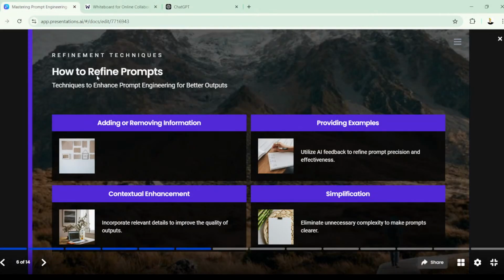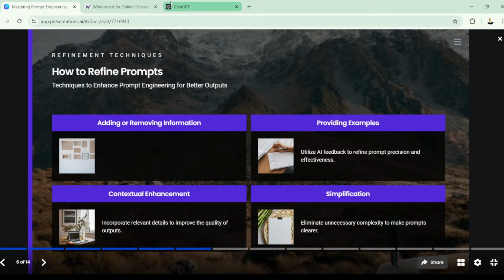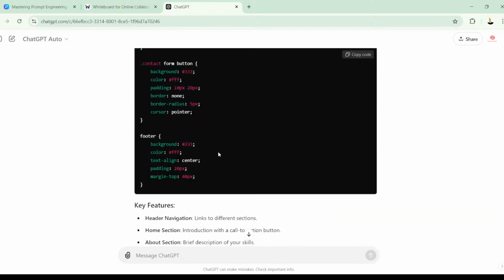What are the methods we can use to refine these prompts? First is adding or removing information. You can add or remove information based on the quality of the output. If the response is too general, you can add more details to it, as we did above.